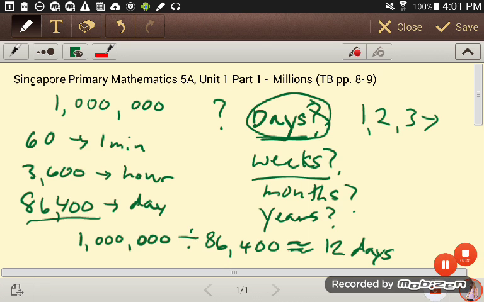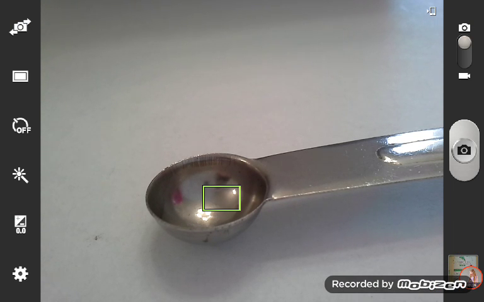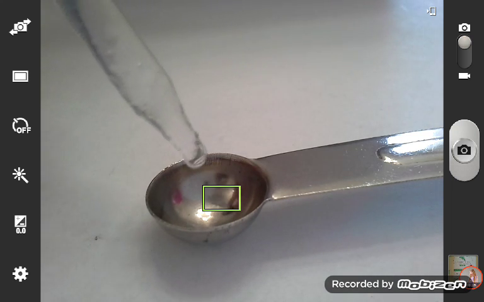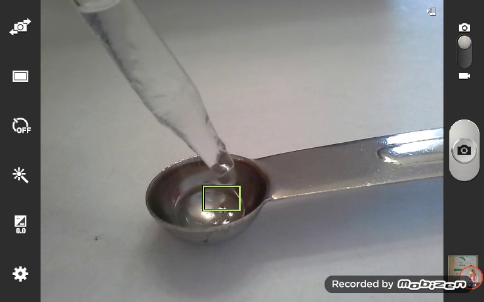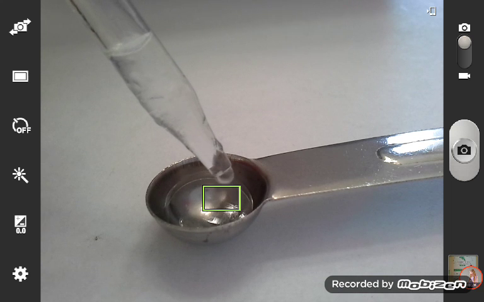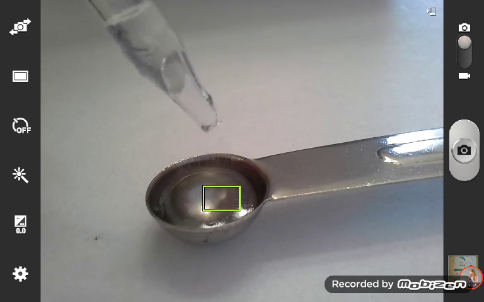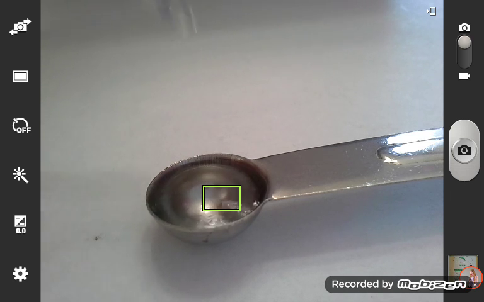Let's do a little something else that I think might be fun. All right, let's try a little experiment. This is a quarter teaspoon. We are going to see how many drops of water are in a quarter teaspoon. Well, it's slightly more than 1 milliliter. So we're going to find out how many drops are in 1 milliliter. 1, 2, 3, 4, 5, 6, 7, 8, 9, 10, 11, 12, 13, 14, 15, 16, 17, 18, 19, 20. And we're going to stop there because there are about 20 drops in a milliliter.